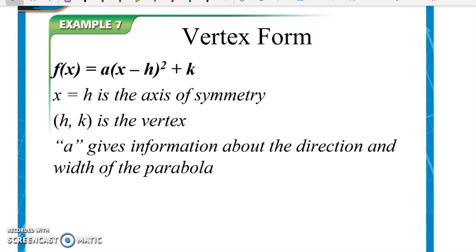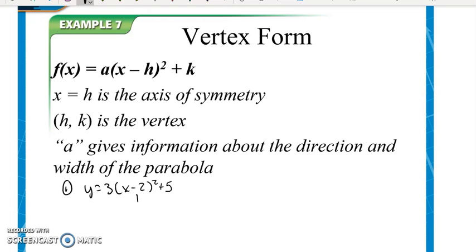So this is vertex form. x equals h is the axis of symmetry. (h, k) is the vertex. I told you yesterday the vertex form helps us graph things very quickly. A gives us information about the direction and the width of our graph. So for this one, here's some examples. Number 1, y equals 3 times (x minus 2) squared plus 5. What is the vertex of this one?